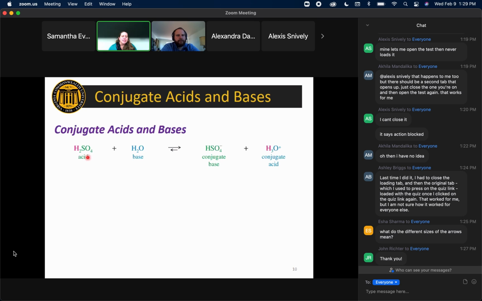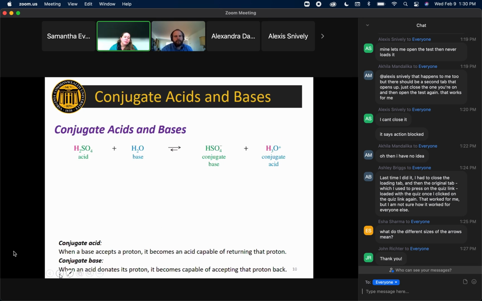We have sulfuric acid. After it gives up its proton, we're going to have HSO4 minus. That's the conjugate base. So they're a pair, they're both in green here. The other pair here is water, which in this case acts as a base to accept the proton, becoming H3O plus, the conjugate acid. All right, so what about for this reaction here?